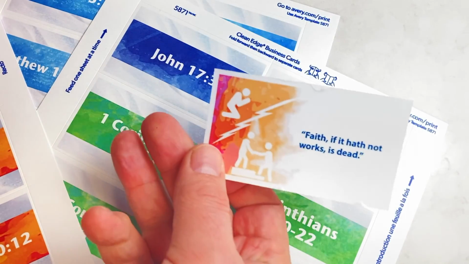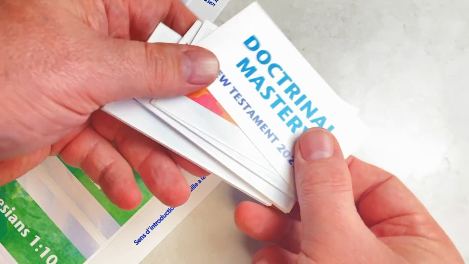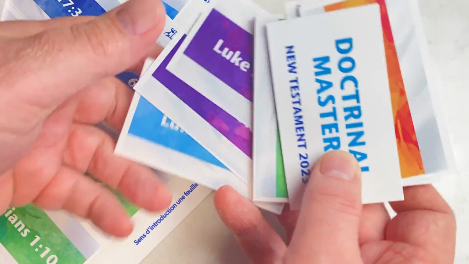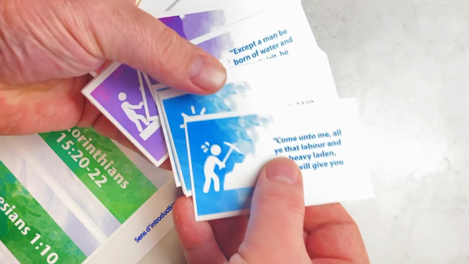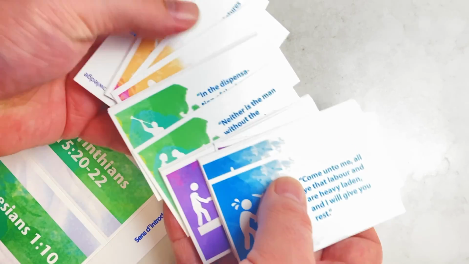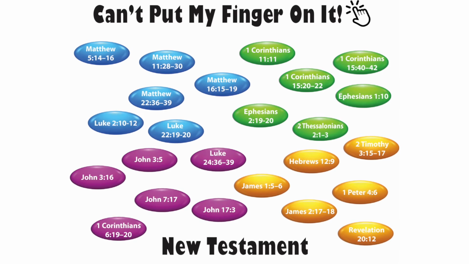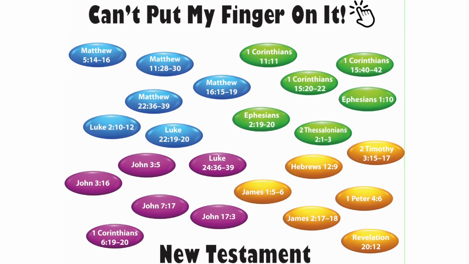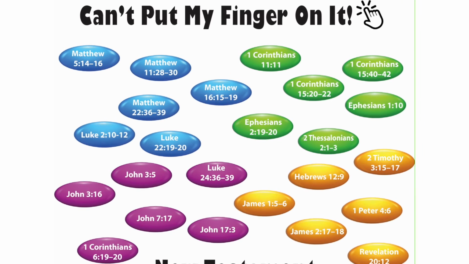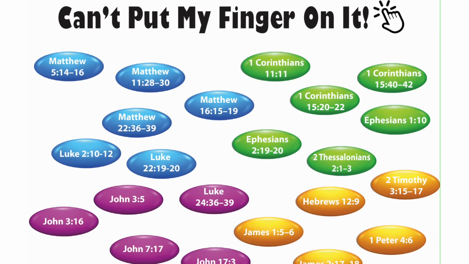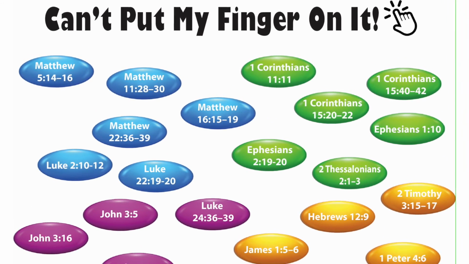They are set up in groups of six, each with a designated color. This is purely for convenience and can be helpful if a teacher wants to work in smaller groups of cards. For example, a teacher might say, "Class, today we're going to work on just the green cards." The colors also correspond to the Can't Put My Finger on It game board found in my Doctrinal Mastery Games video, which you can find on my channel, or I will put a link in the description below.